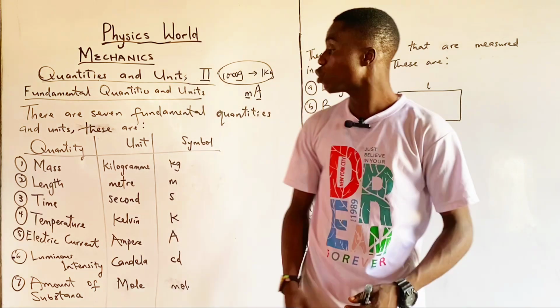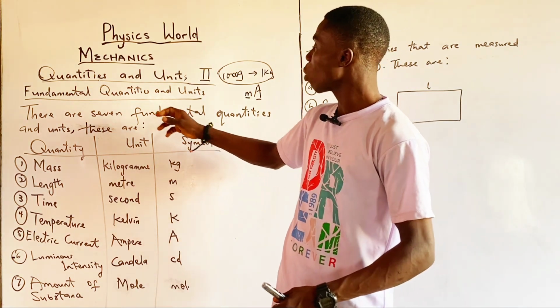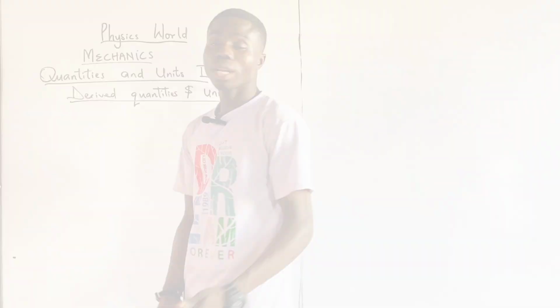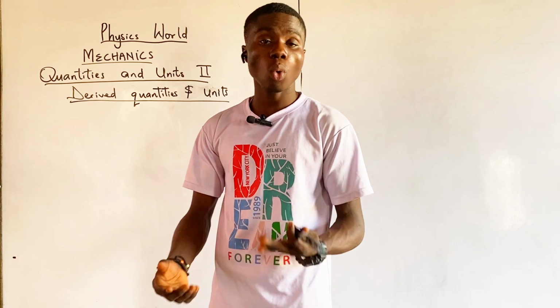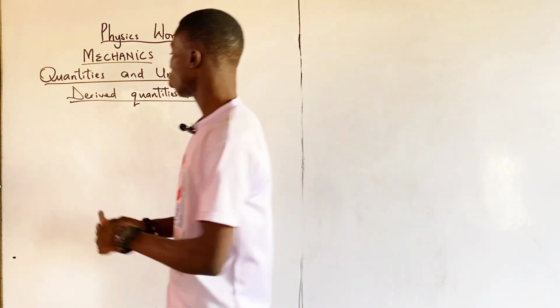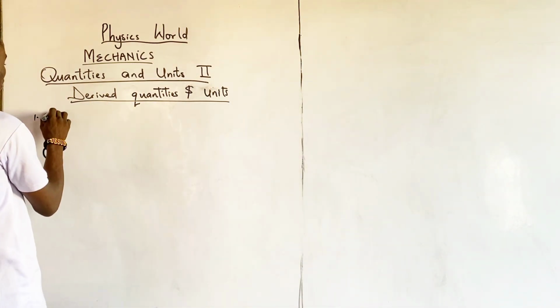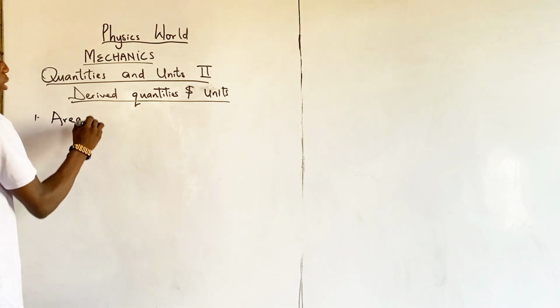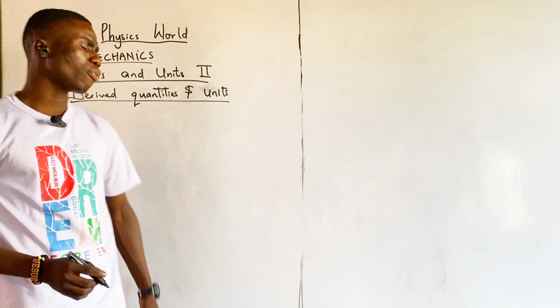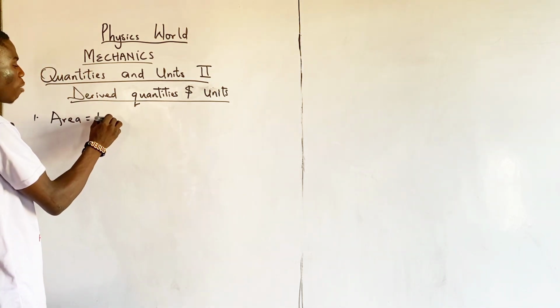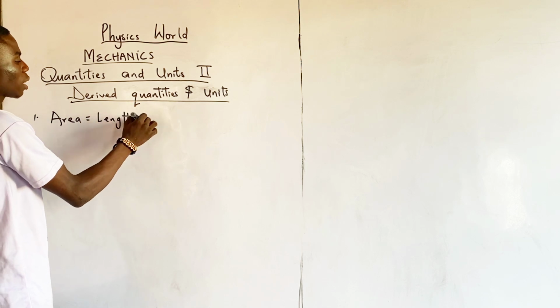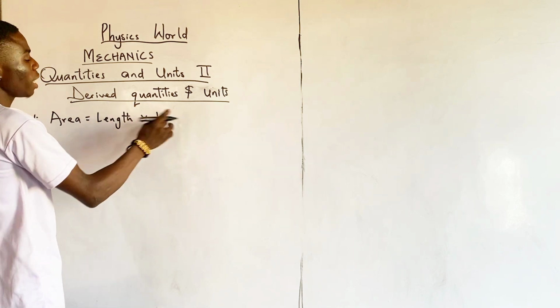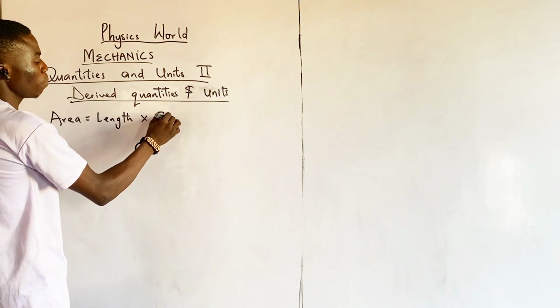Now I'm going to move to derived quantities. How we can derive many quantities. Now let's see how we can derive quantities and their units. The first one I will be deriving is area. The first thing I will be asking is, what is the formula for area? Remember, your area formula is length times breadth for simplicity.